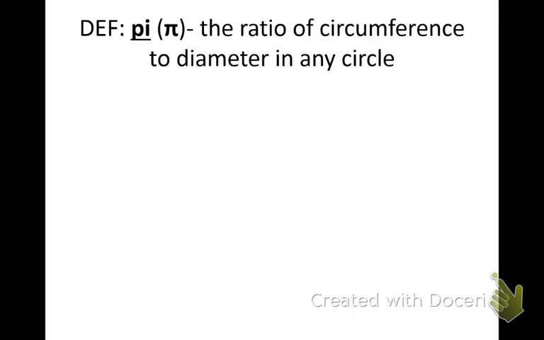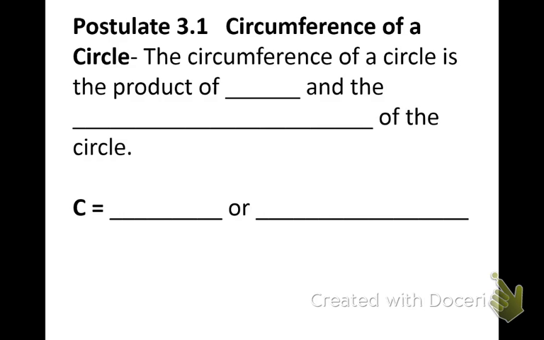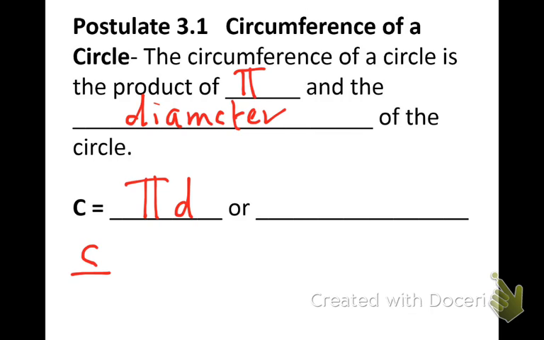So pi is the ratio of the circumference to diameter of any circle, and that gives us a postulate that the circumference of a circle is the product of pi and the diameter of the circle. So it's pi d. I got that because I knew that circumference divided by the diameter equals pi. If we solve for c, multiply both sides by d, we get c equals pi d.